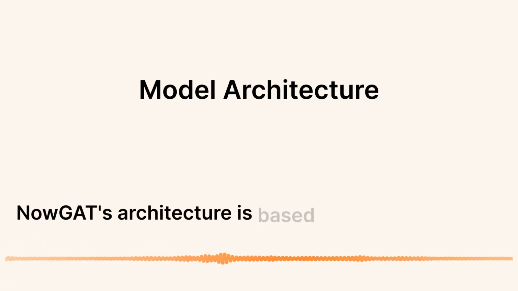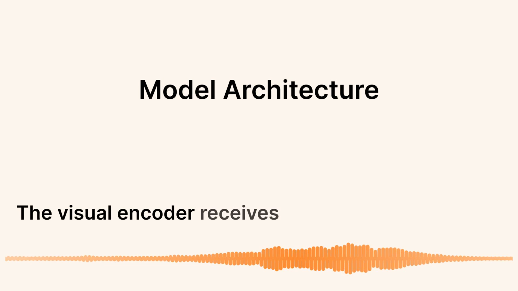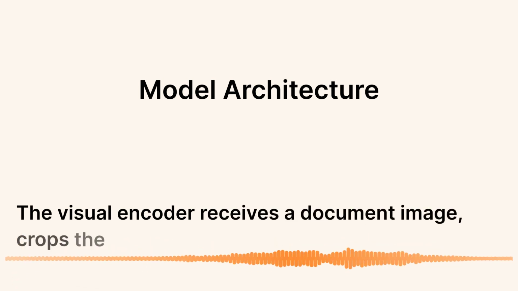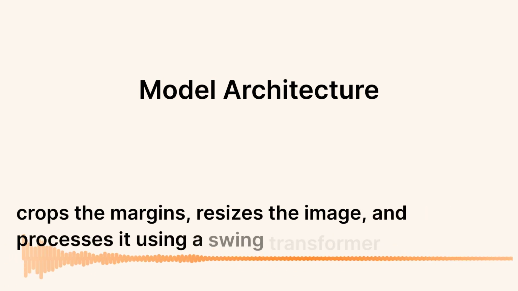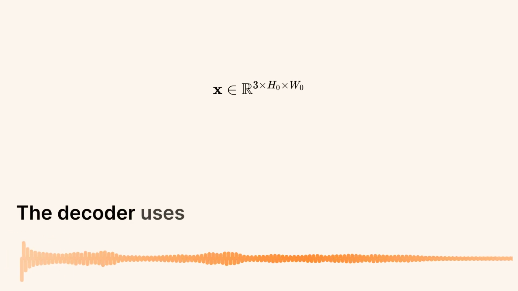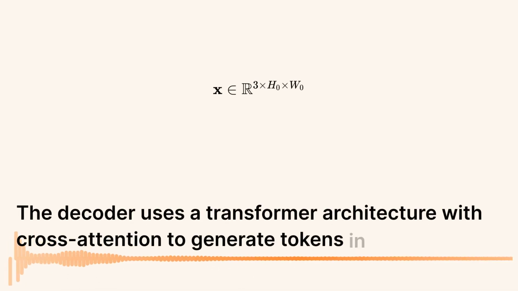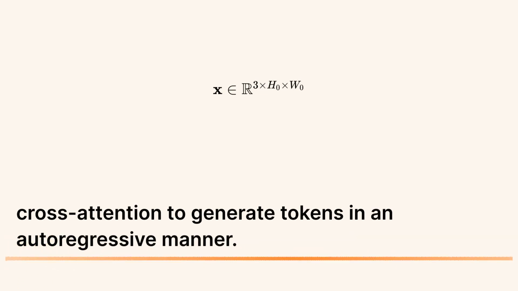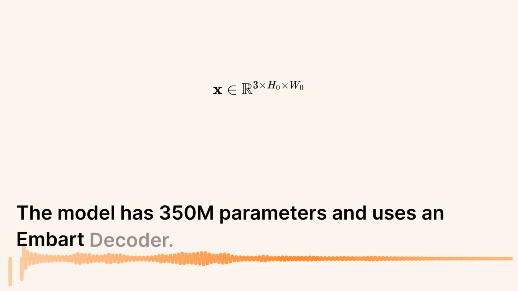Nougat's architecture is based on an encoder-decoder transformer. The visual encoder receives a document image, crops the margins, resizes the image, and processes it using a Swin transformer to produce embedded patches. The decoder uses a transformer architecture with cross-attention to generate tokens in an autoregressive manner. The model has 350M parameters and uses an MBART decoder.